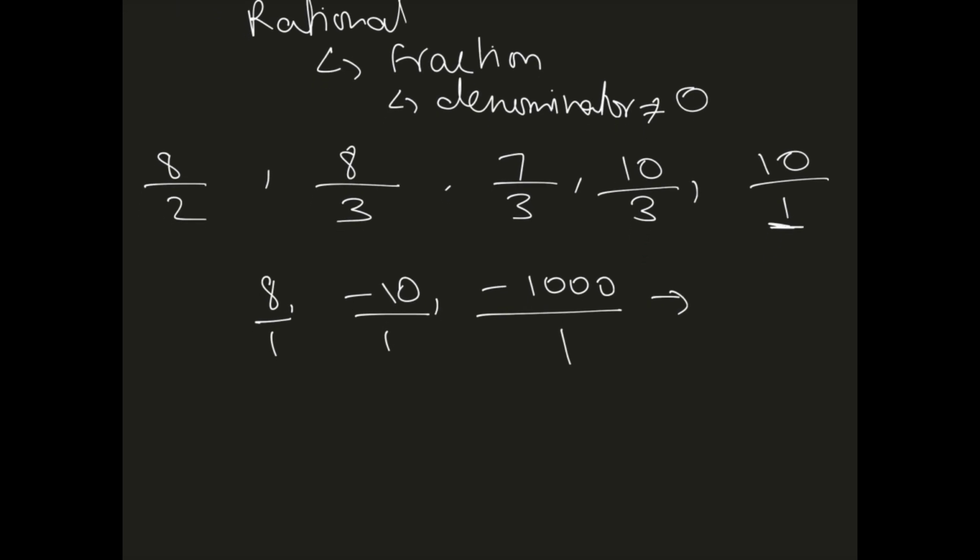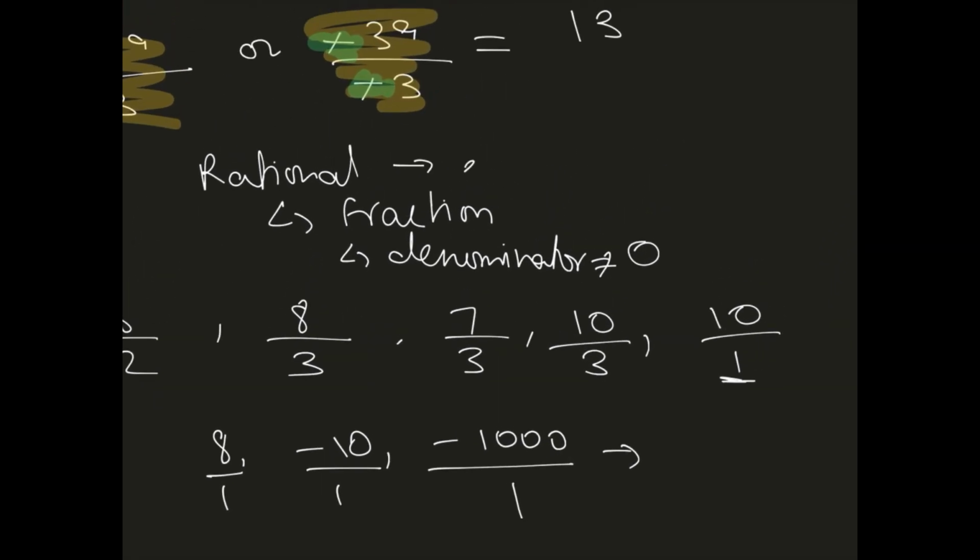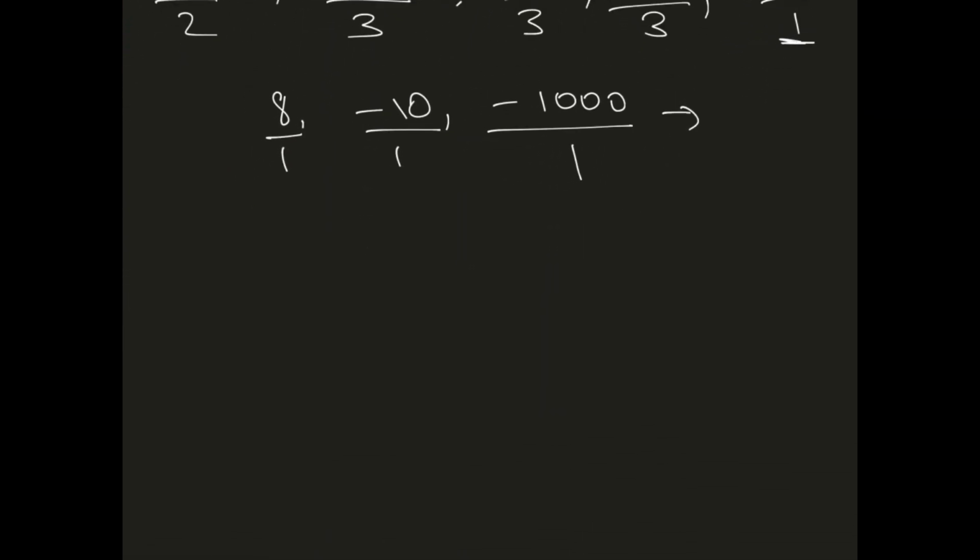So every integer is a rational number, right? Every integer and whole number is a rational number.